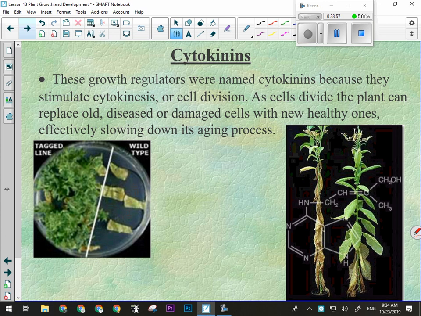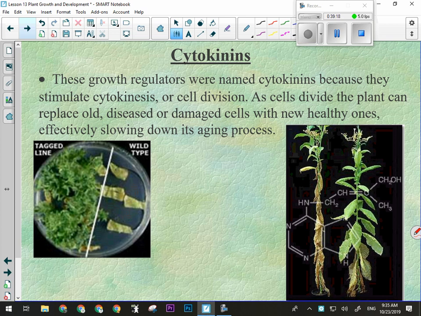Cytokinins effectively keep that process at bay by replacing those cells. Okay, so obviously as soon as medical science discovers this, they immediately think, okay, if we put that kind of thing into animals, then animals will replace dying cells because their cells will divide and keep doing that. What's uncontrolled cell division called? Cancer. Yeah, that's exactly what it would cause.